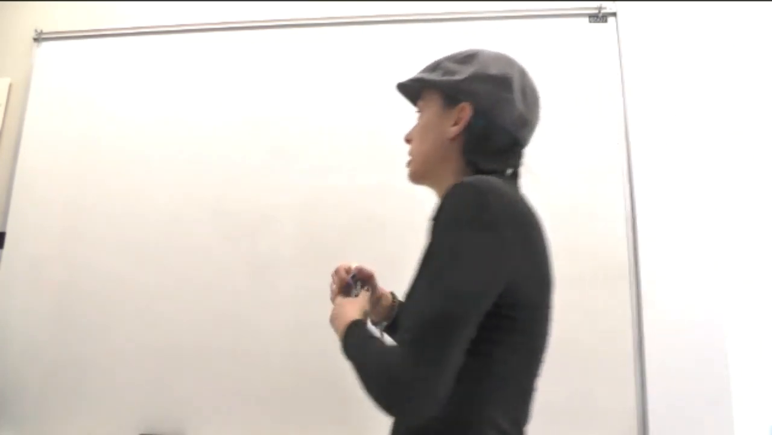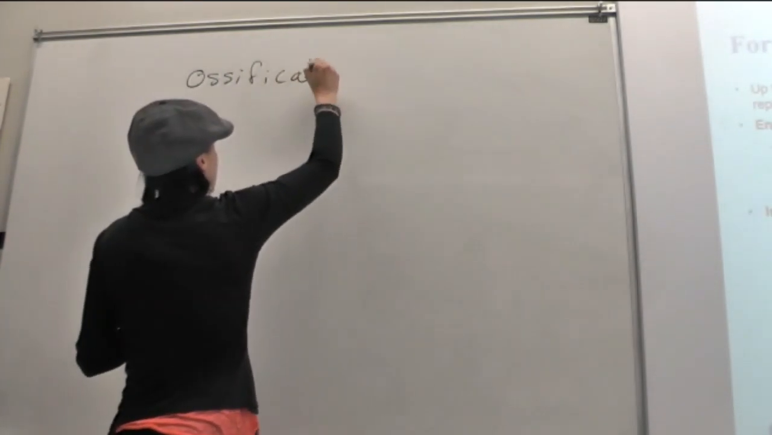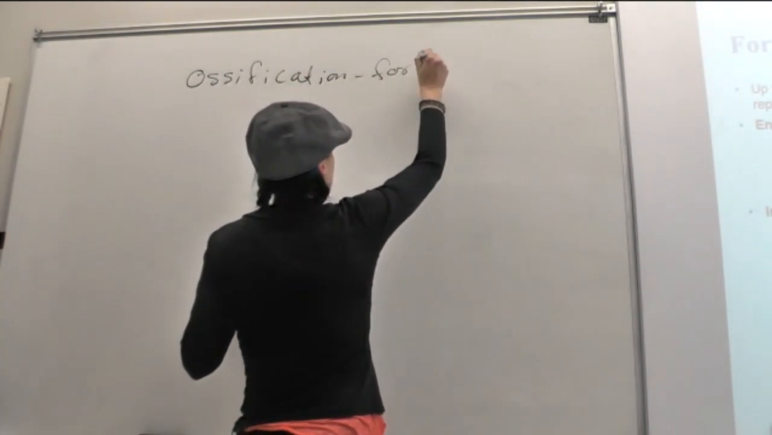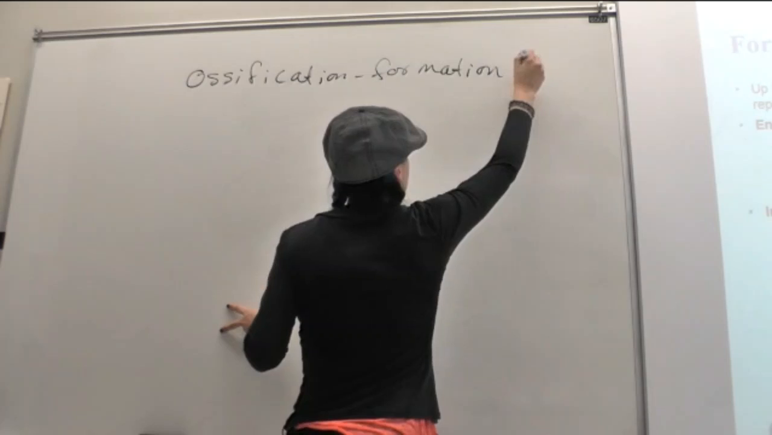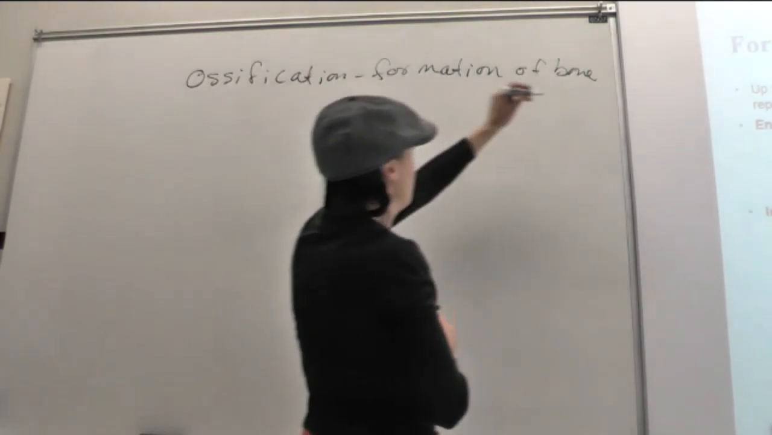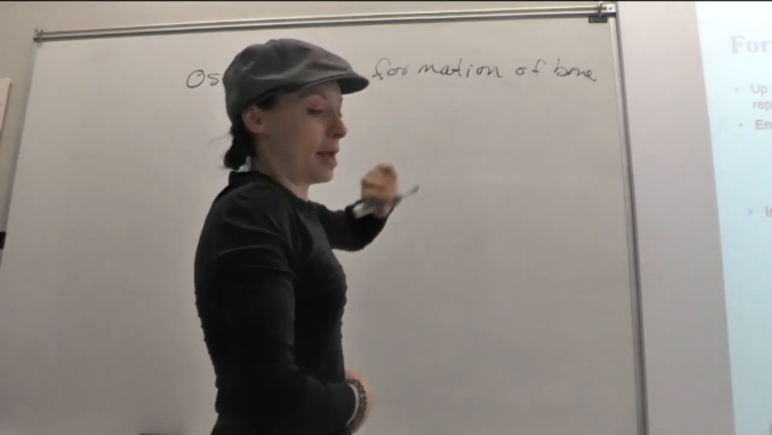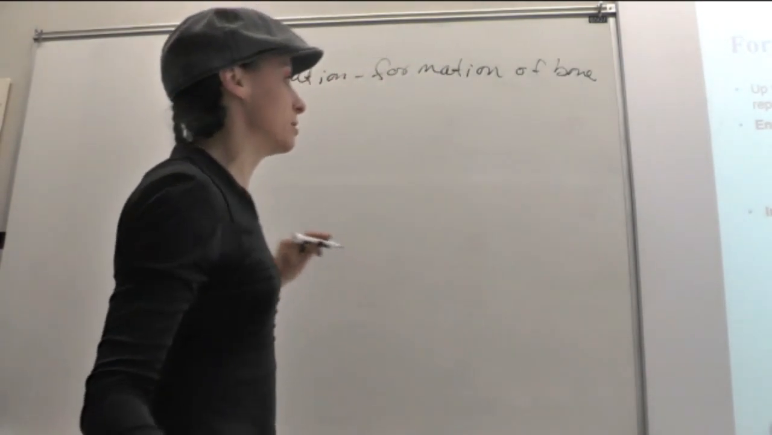So there are two types of ossification. Ossification is how we're going to ossify what was cartilage. Ossification is the formation of bone tissue. So we can think of ossification as the formation of bone. So this is how bone is going to replace cartilage. And it's going to happen in two ways.